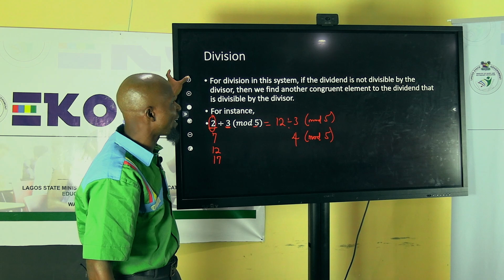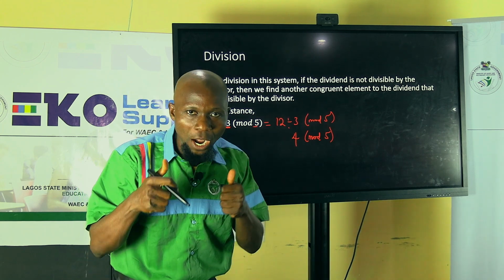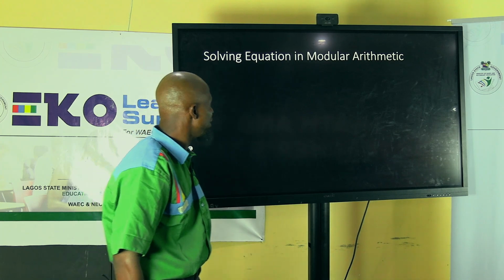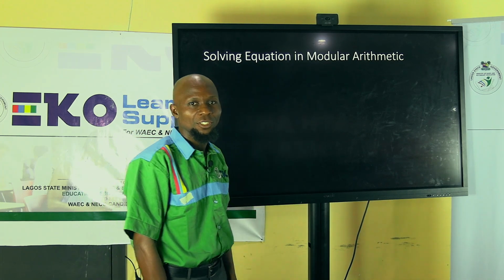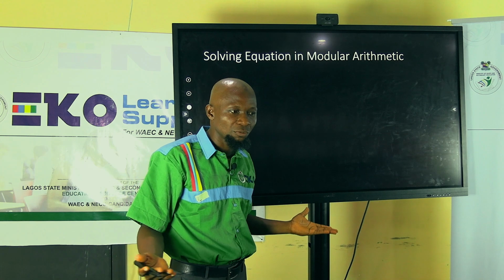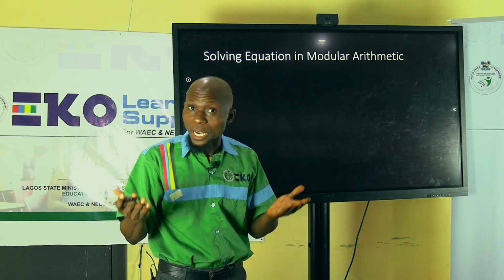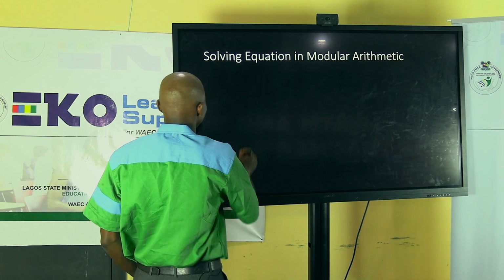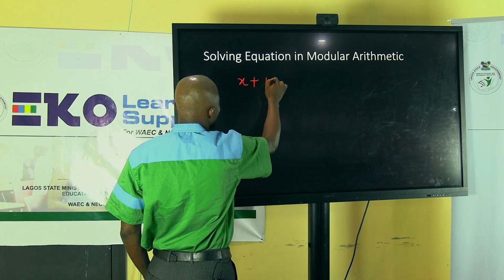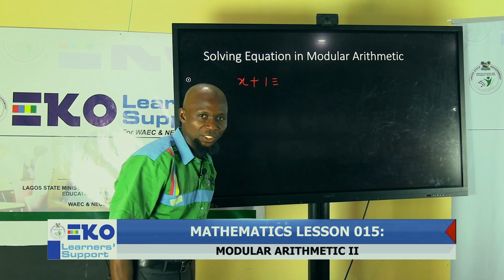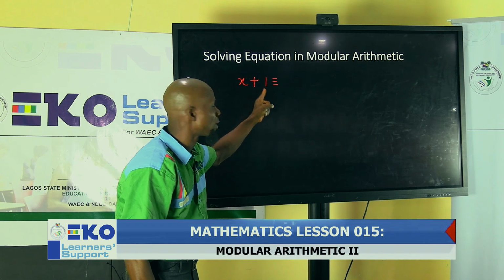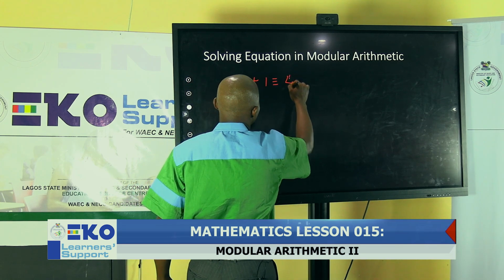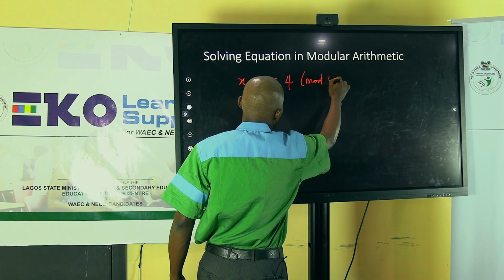Alright, so lastly, we will now look at how we can solve linear equations in modular arithmetic. Now, we have learned division, multiplication, addition and subtraction. So let's see how we can apply that. The first question: we have x plus 1 is congruent to 4 modulo 5. You remember this? X plus 1 is not equal to, it is congruent. So how do we solve this?